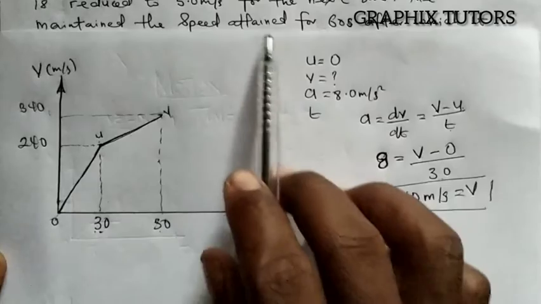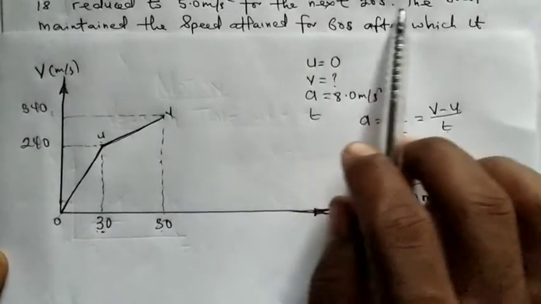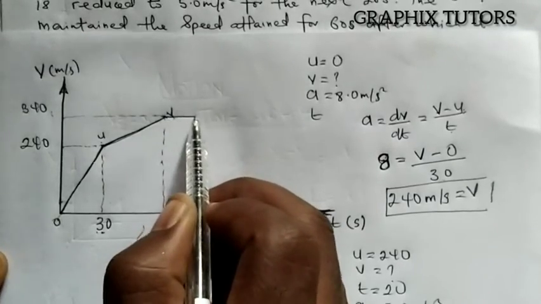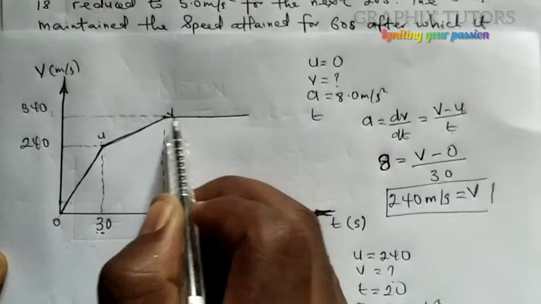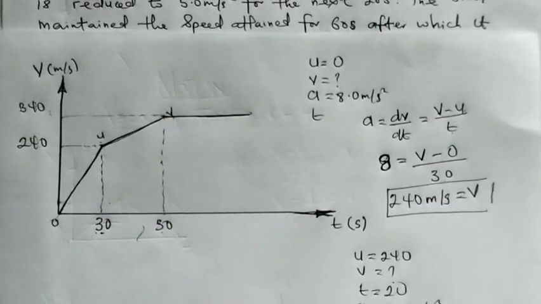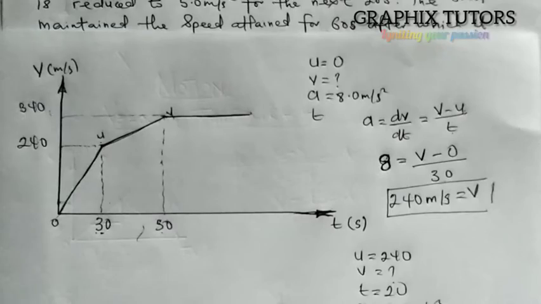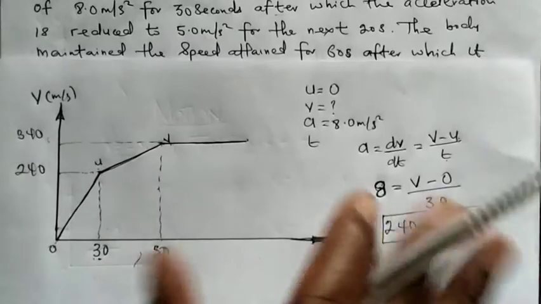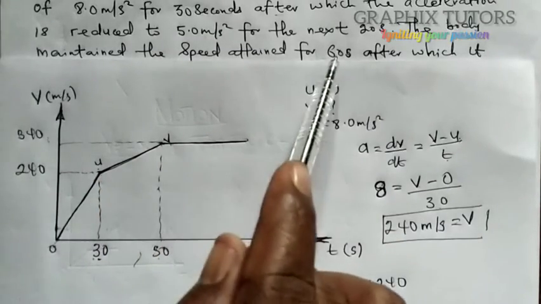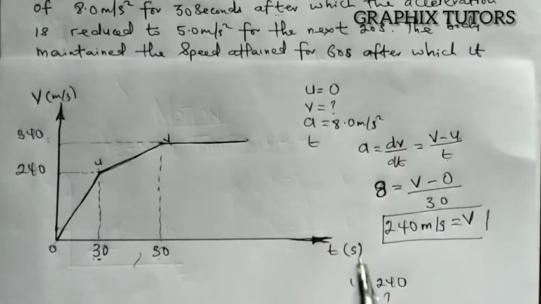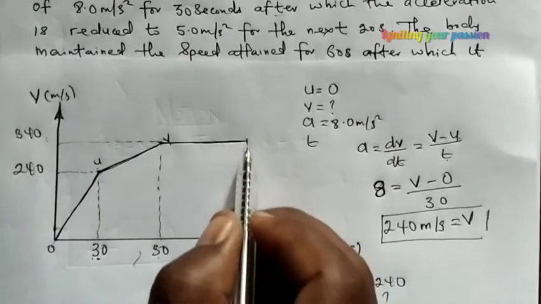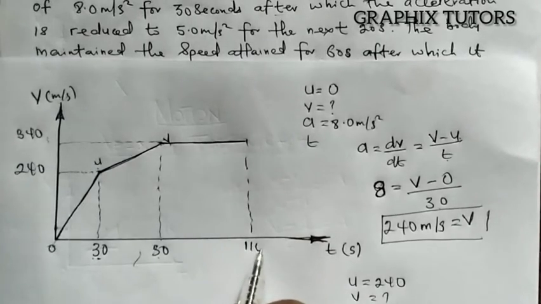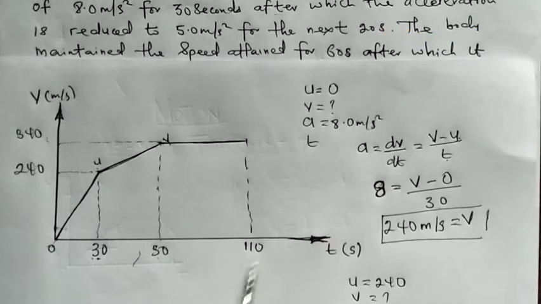So now for the next stage, the body maintains this speed. This body maintains this 340 meter per second, right? It maintains this speed for what? The body maintains the speed attained for 60 seconds. So 60 plus 50, that is 110. So at this point here, we have 110, right? So you add it to this.